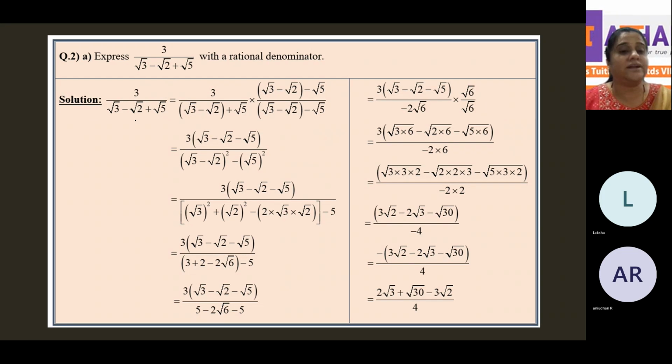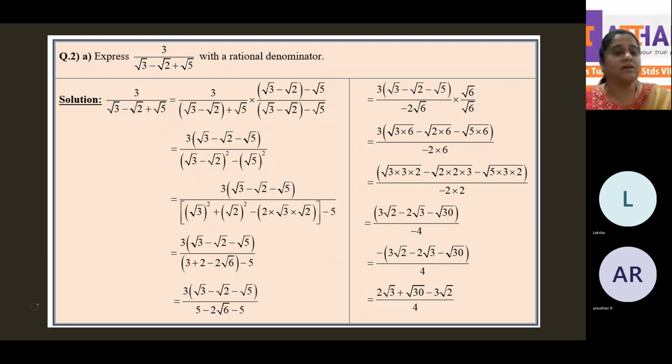The denominator was this one earlier: root 3 minus root 2 plus root 5. Now we've brought it to minus 2 root 6, but it is still not rational. Still irrational. So we have to continue the rationalizing procedure. So what do you do? Again, multiply and divide by root 6, because you have to get rid of root 6 only. Minus 2 is rational.